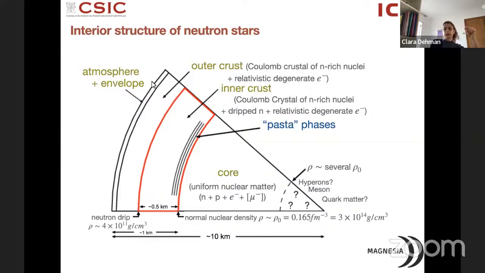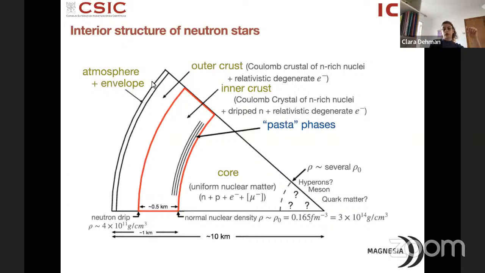The inner crust is composed of this lattice of neutron-rich nuclei, of the dripped neutrons, which form a gas, and of the relativistic electrons. And then one can also distinguish the pasta layer in the very interior region of the inner crust. This pasta layer is formed due to the competition between the Coulomb force and the strong force in our system, and it is characterized by being a highly resistive layer.